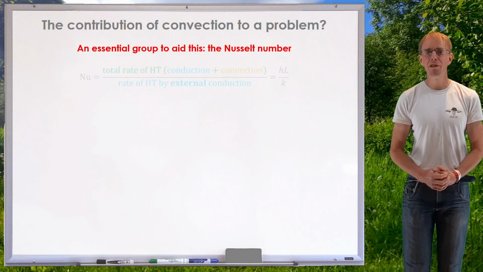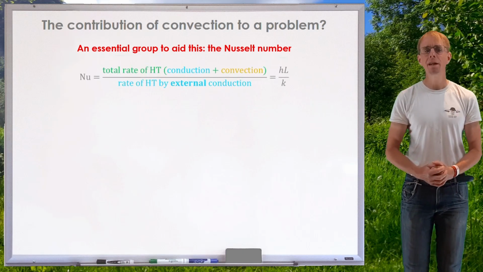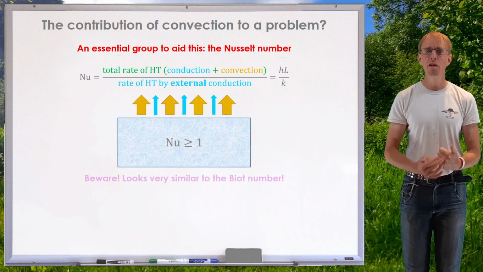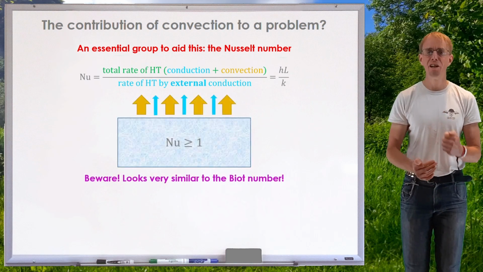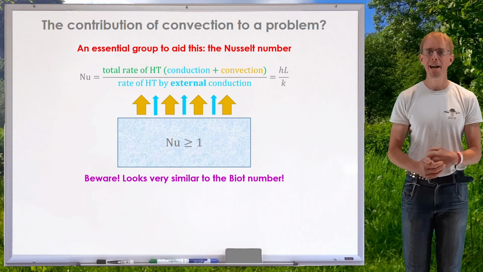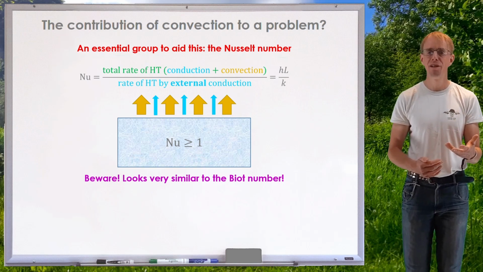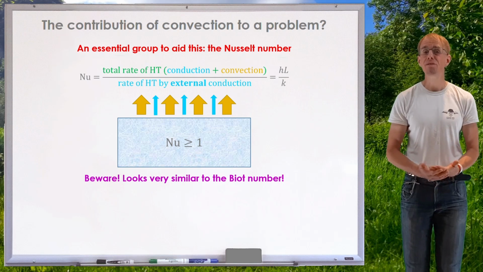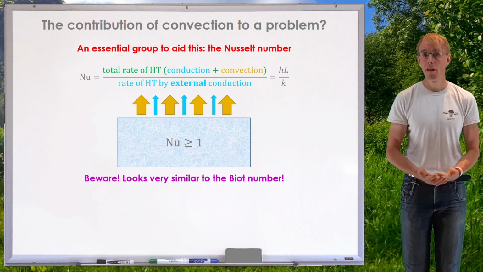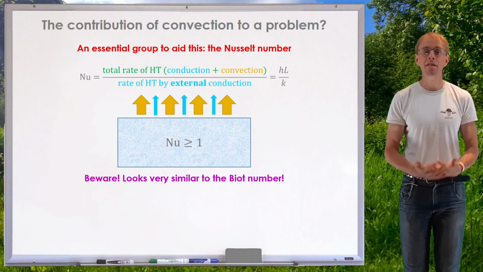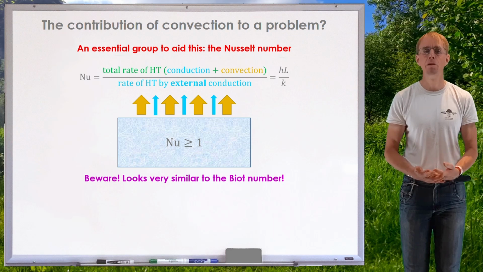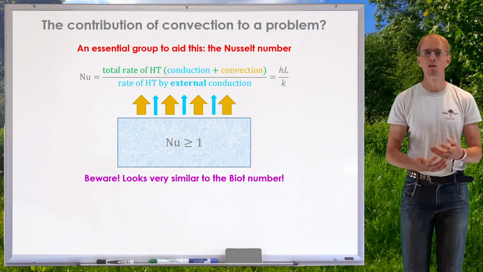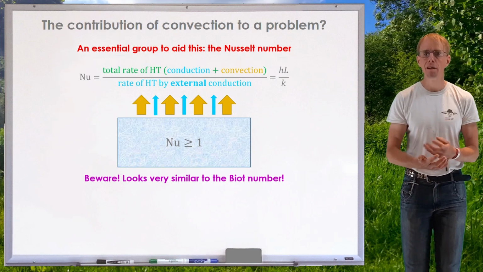When we use the Nusselt number, we've got to be a bit careful, because if we look at how it's written, Nusselt number equals hL over k. It's a total rate of heat transfer divided by a conduction heat transfer. It looks very similar to the Biot number. In fact, I've known people to accidentally interchange the Biot and Nusselt numbers. But the Nusselt number is all about the contribution of convection to a problem. So let's look at it in a bit more detail.